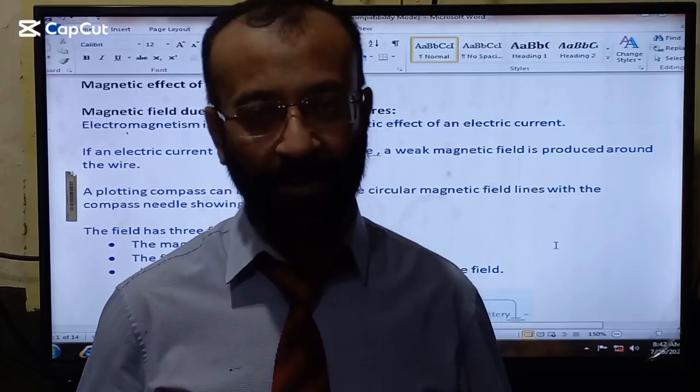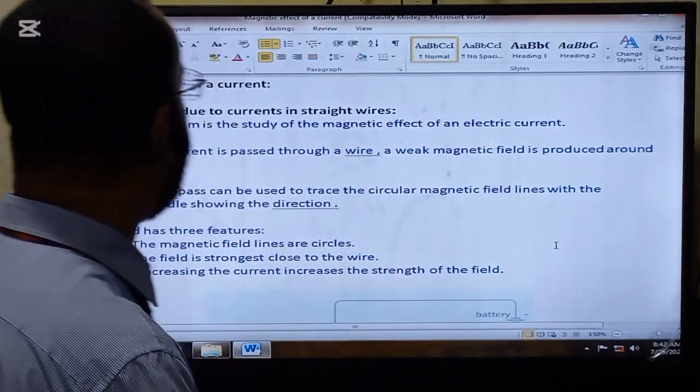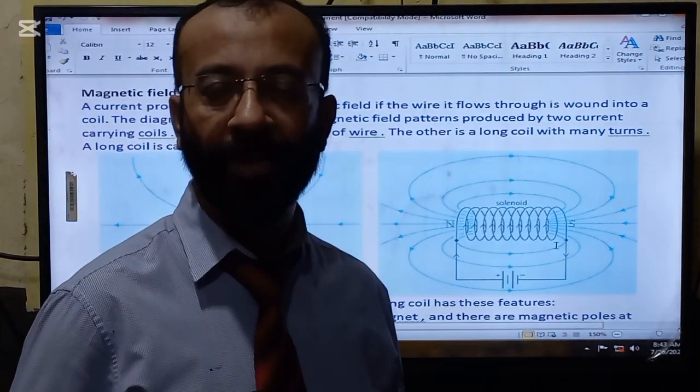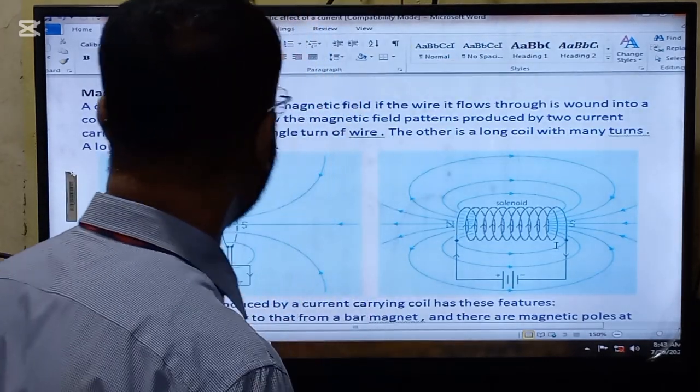Good morning, students. Today we are going to read the magnetic effect of a current in the subject of physics, O level. So concentrate yourself. Here we are going to start.